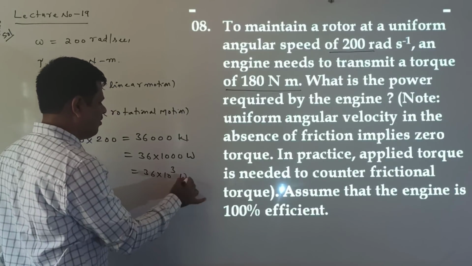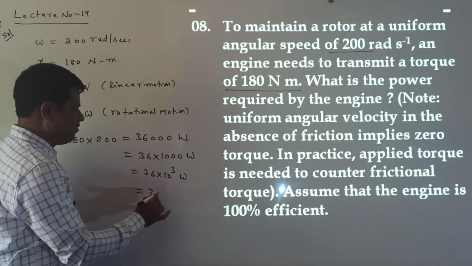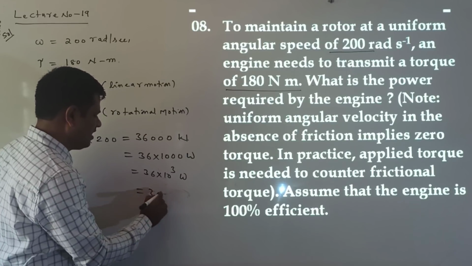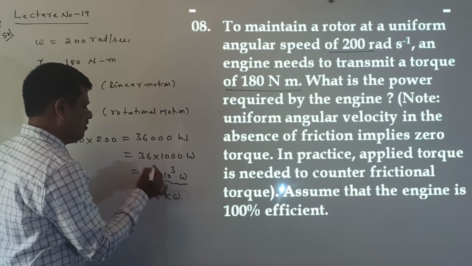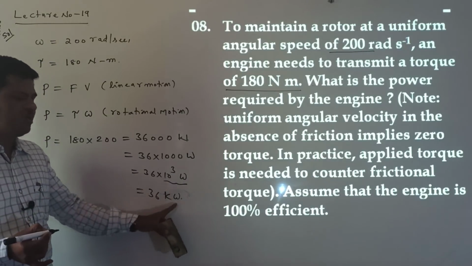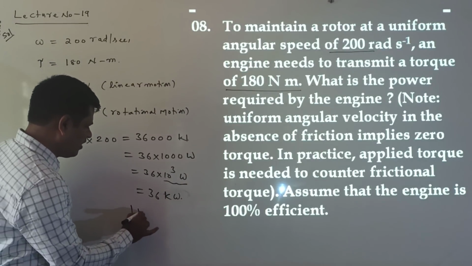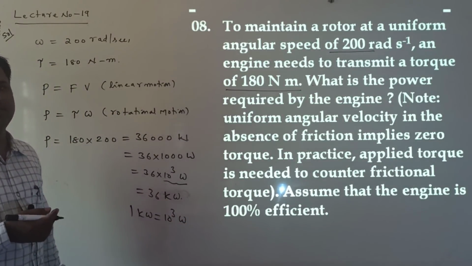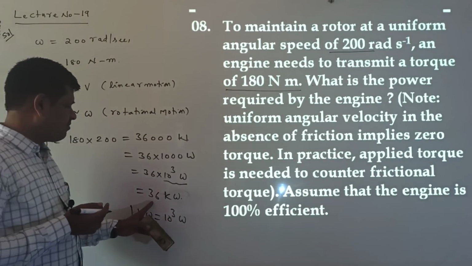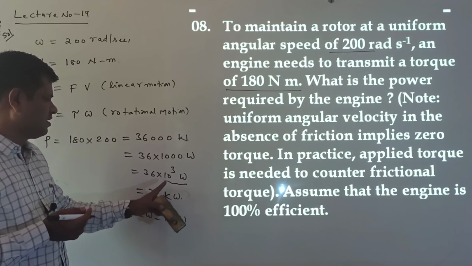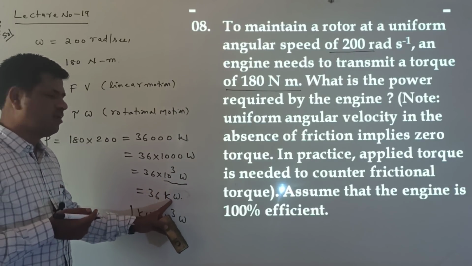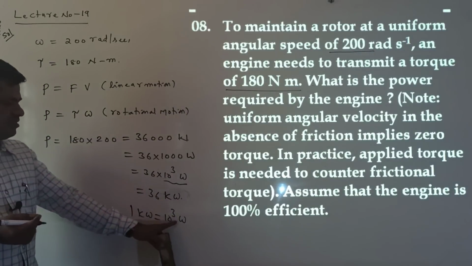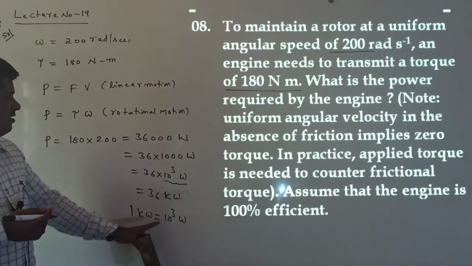10 power of 3 watts is equal to... we know that 1 kilowatt is equal to 10 power of 3 watts. It means 10 power of 3 watts can be written as kilowatt. So I am writing here kilowatt. We know that 1 kilowatt is equal to 10 power of 3 watts, that is 1000 watts. That's the reason I am writing 36 kilowatt here, because 1 kilowatt is equal to 10 power of 3 watts.